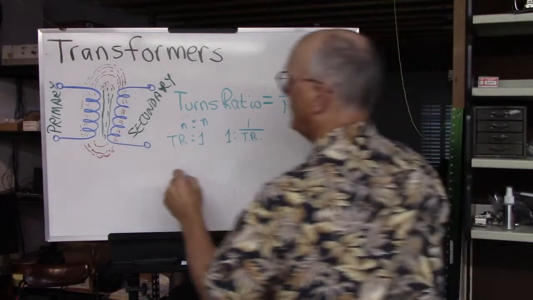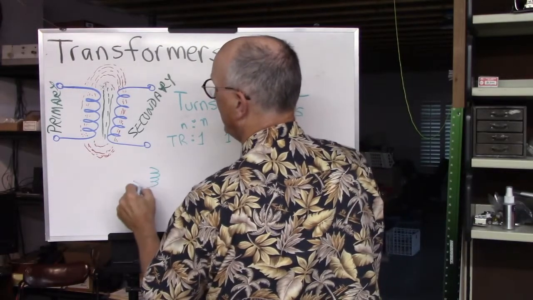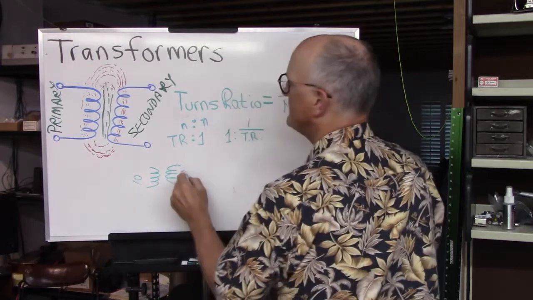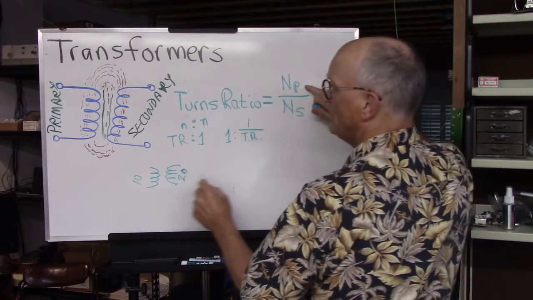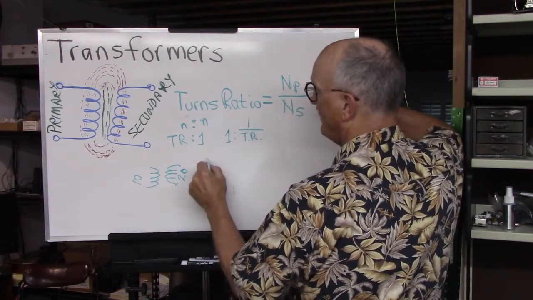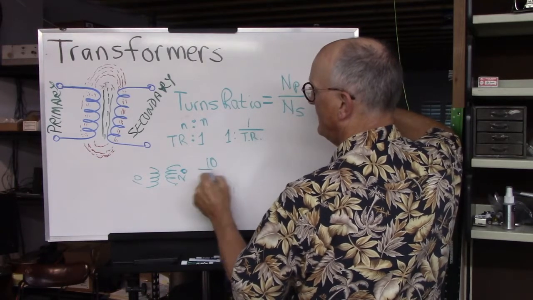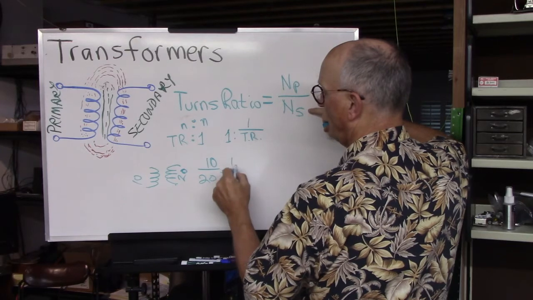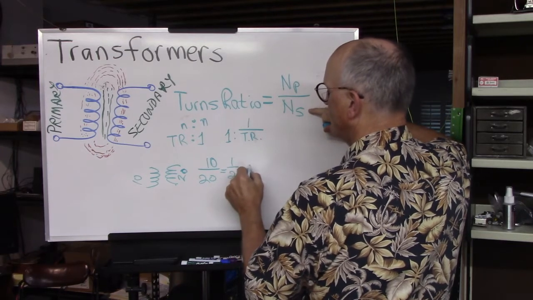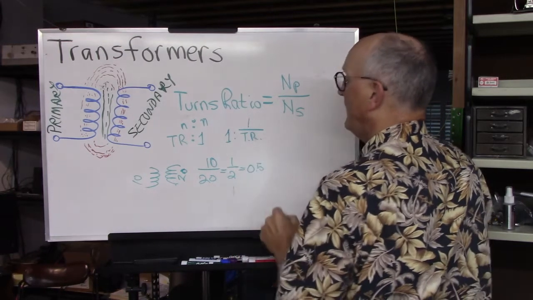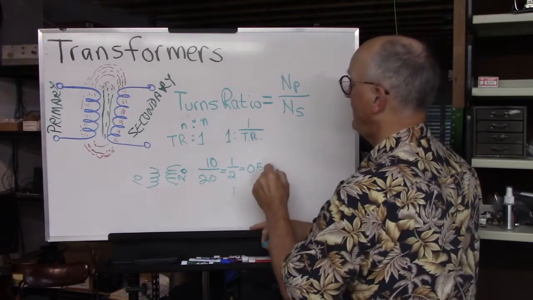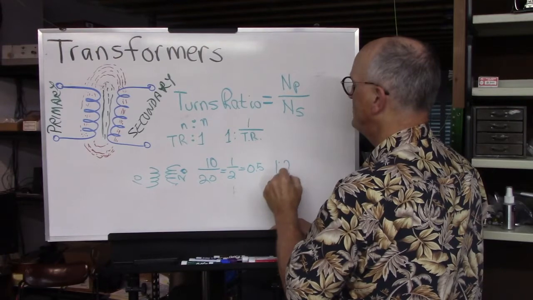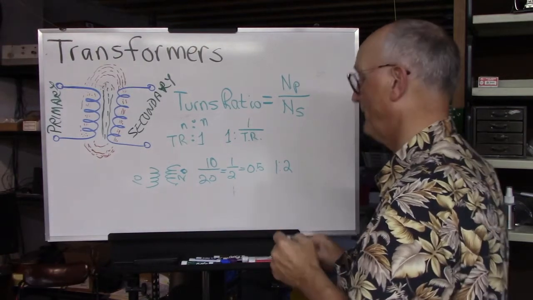So let's say we had a transformer that had 10 turns on this side and 20 turns on this side. The turns ratio would be the primary turns divided by the secondary turns, which is equal to 1/2 or 0.5. In this case, you would see a specification like this transformer has a 1:2 turns ratio.